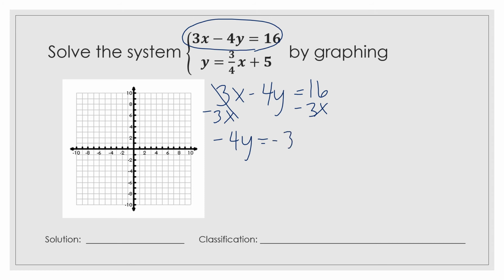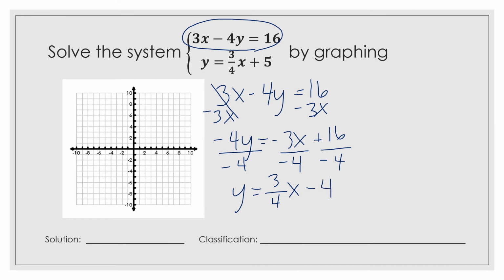So we get negative 3x plus 16, and then divide everything by negative 4. So y equals, this is going to become a positive 3/4 since it's a negative divided by a negative, and then this will become minus 4. So we can go ahead and graph that.